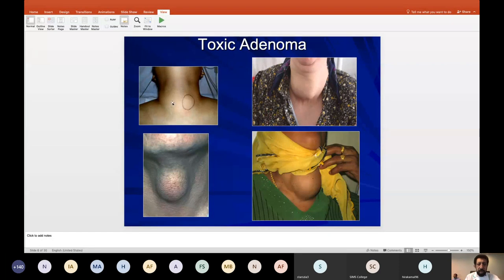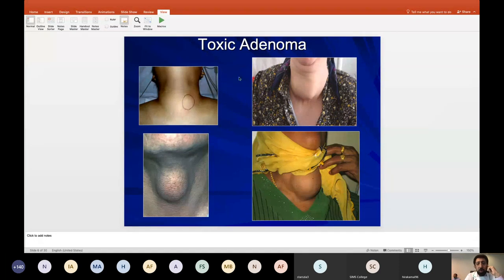So in a toxic adenoma, the toxic adenoma will develop as a small nodule in a normally present thyroid gland. And then it actually keeps on increasing in size. And sometimes the rest of the thyroid might also be enlarged. But a single dominant nodule develops. And this might keep on increasing in size and present in the form of a clinically visible and palpable single nodule in the thyroid gland.